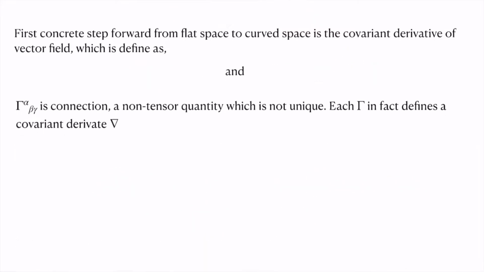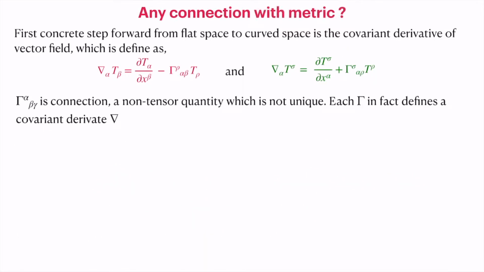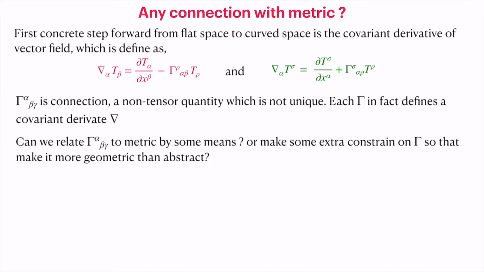Now again, the fundamental question is about the connection. What would be the constraint? So far we have seen connection is just a way of transporting a vector from one point to another point. Now in order for it to connect very closely with the geometry, we somehow need to connect it with the metric tensor. So can we relate gamma to metric by some means, or make an extra constraint on gamma such that metric is involved in some way? The answer is yes.